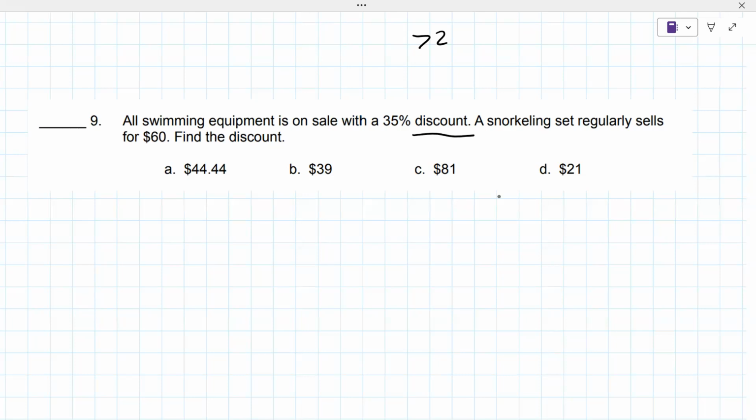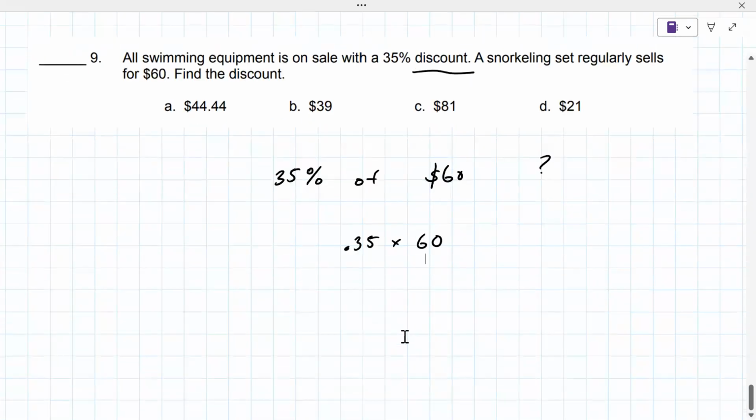Would it be B? Okay, did you calculate 35% of 60? Yes. Excellent. Sorry, not 0.35. That's totally different. Yeah. So if you use a calculator, it's 0.35 times 60. And you did use a calculator? No. Okay, then how did you do it?